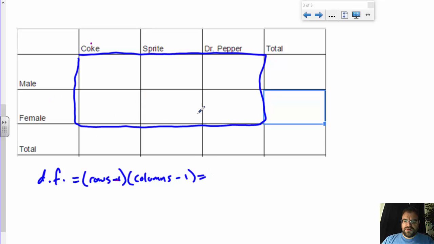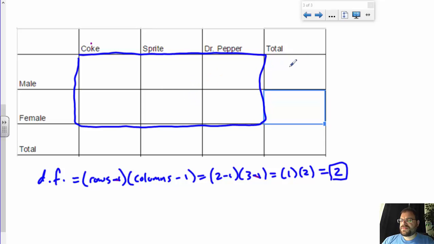So as you can see, we have 2 rows, so it's 2 minus 1, and we have 3 columns, so this is 3 minus 1, which will give me 1 times 2, which is 2. So this table right here only has 2 degrees of freedom. That means 2 cells inside of this table will actually have freedom to vary. And once they are determined, the rest of the values will be known.